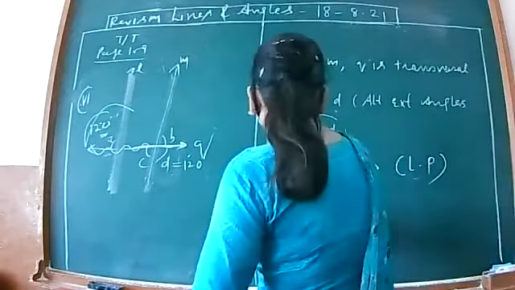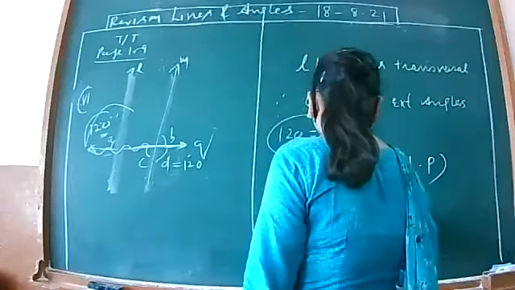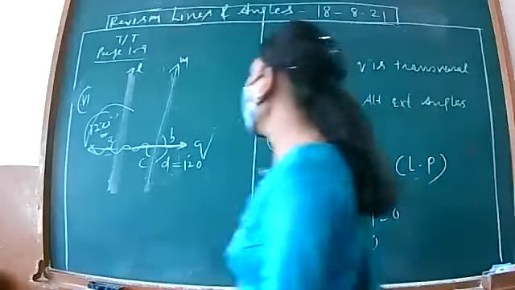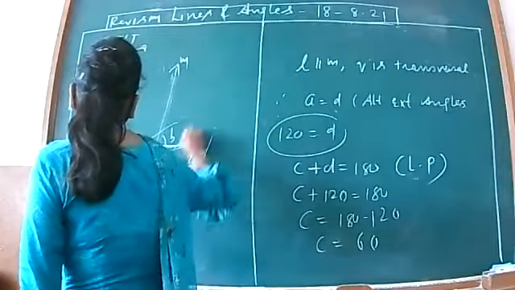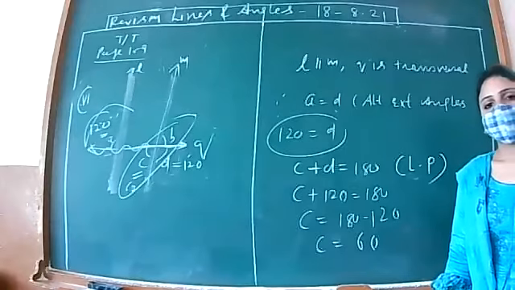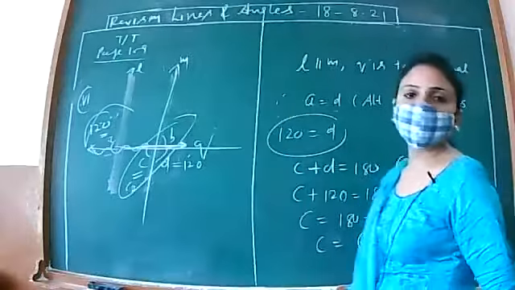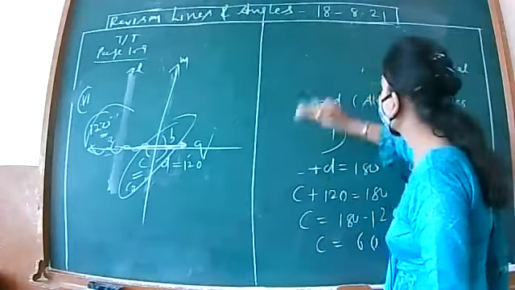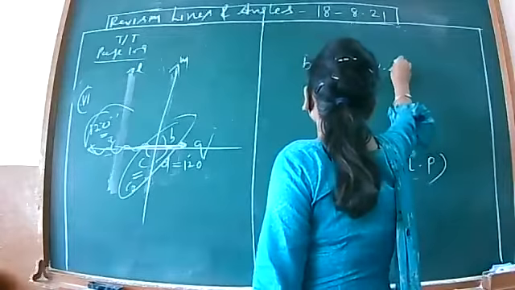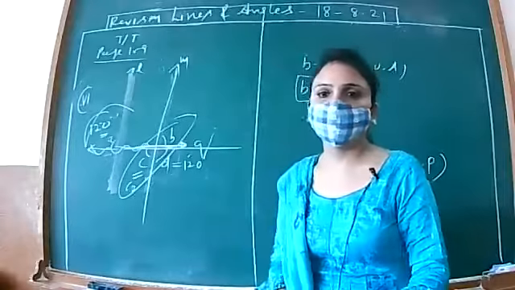So, replace the value of D. C is 60 degrees. This C comes out to be 60. Can anyone tell me the relation between C and B? Ma'am, vertically opposite. Bilkul theek. Two intersecting lines, these are vertically opposite angles. So you will write B is equal to C, vertically opposite angles. As C is 60, so B will also be 60.